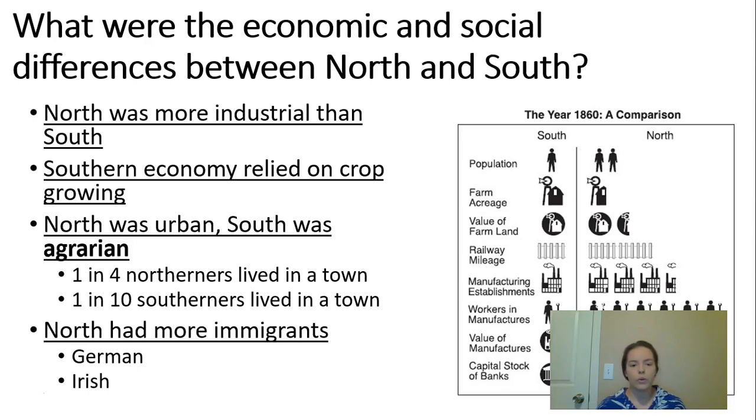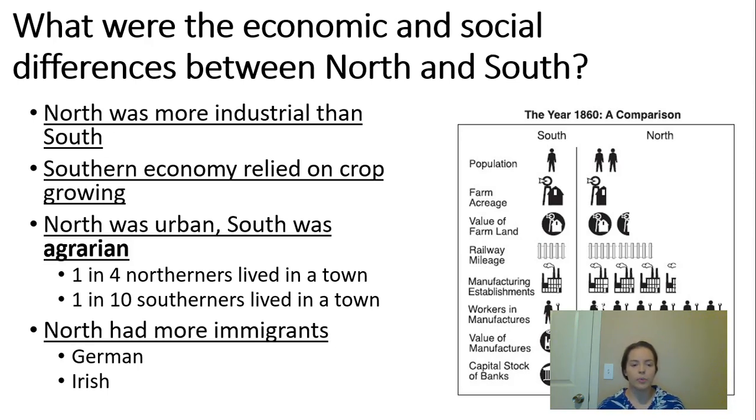So we'll see that 1 in 4 Northerners are going to live in a town compared to 1 in 10 Southerners who are going to live in a town. And another thing that's going to add to the increasing of towns, especially in the North, is immigration. So we'll see that we have a lot of German and Irish immigrants that are coming over and going into the North.